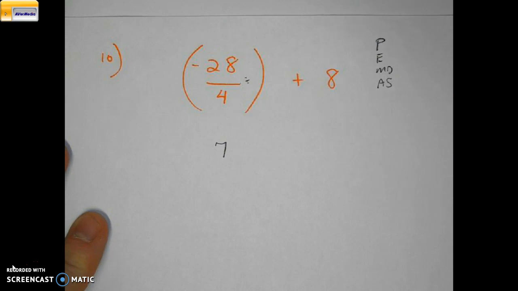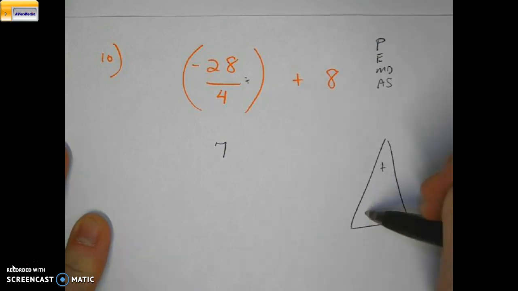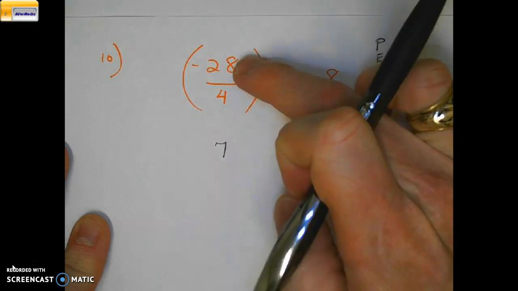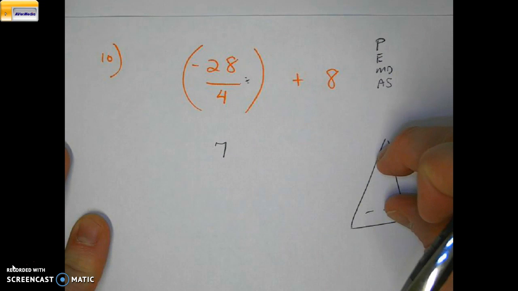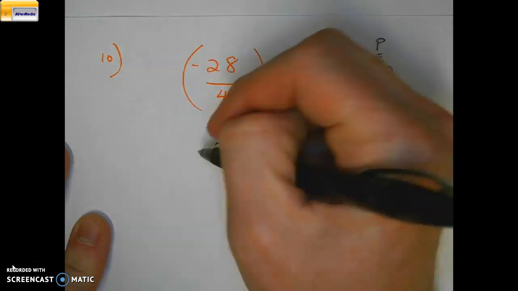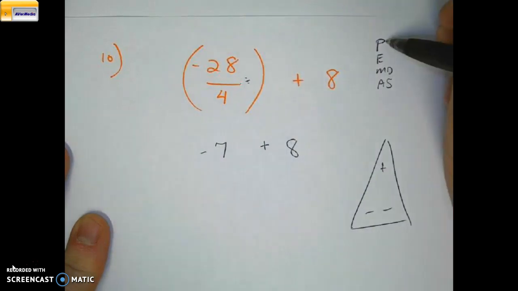7 times, okay? But we need to make sure we use our little trick here to figure it out. It's a negative divided by a positive. So I'm going to cover up a negative, I'm going to cover up a positive, so my answer is going to be negative. Negative 7 plus 8. We're done with parentheses.